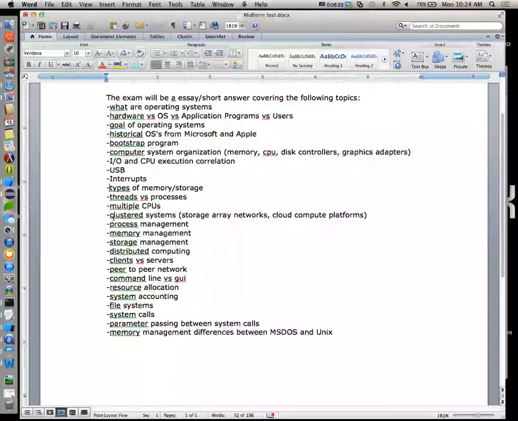Let's see. Clustered systems. So storage array networks, cloud compute platforms, kind of the exact same model, but applied to two different problems. One is computation and one is storage. But that was the conversation we were having related to like Google and how they have both. They have a compute cloud resource and they also have a cloud store, a data store resource, which is a whole bunch of storage across many, many, many machines that they duplicate a bunch of times.